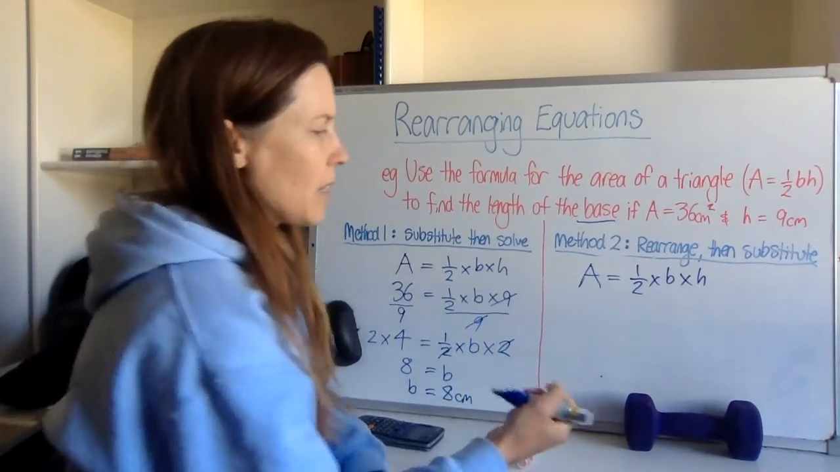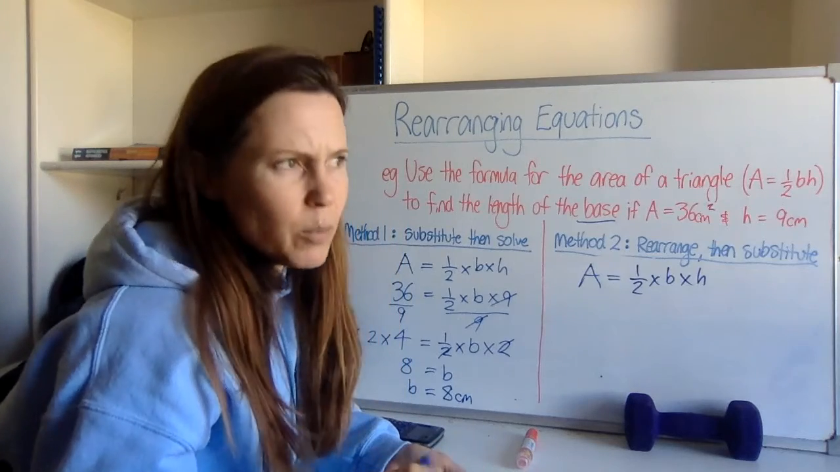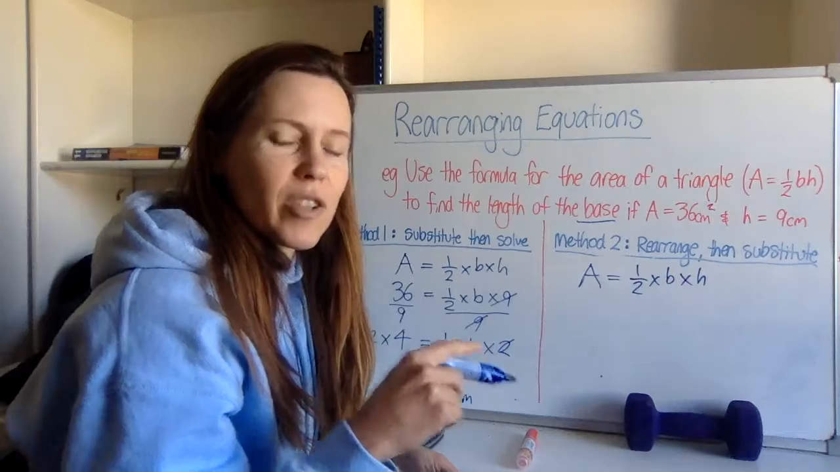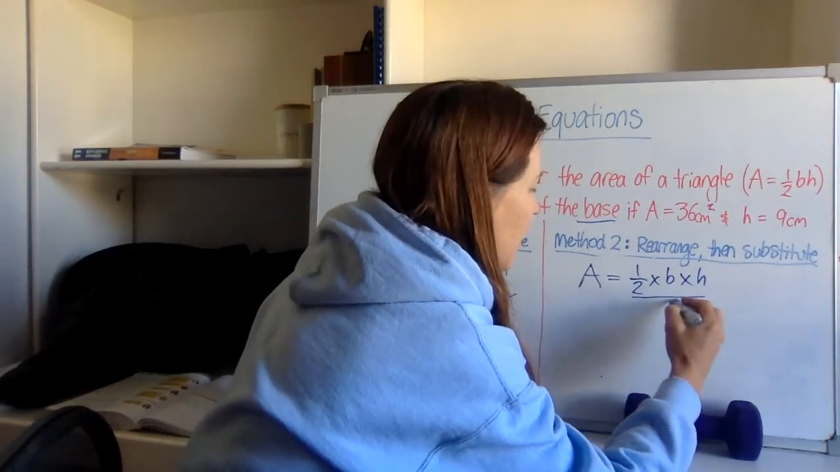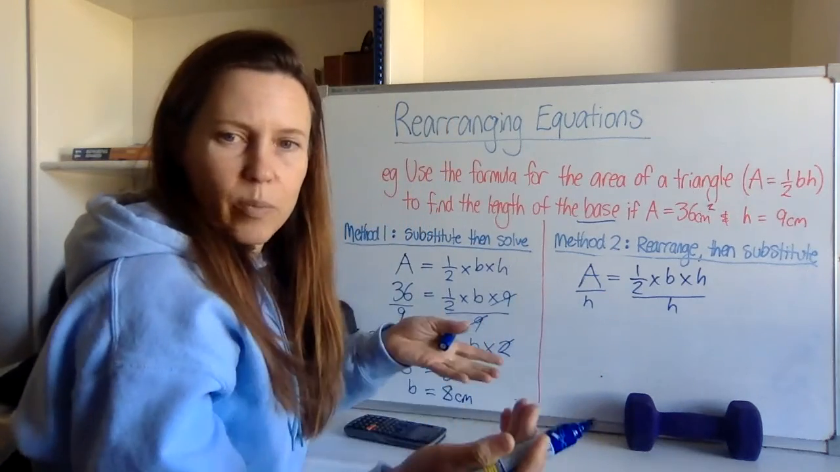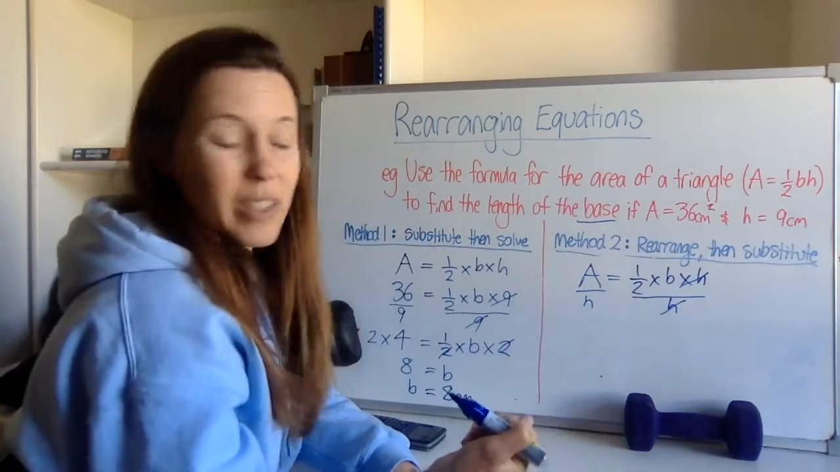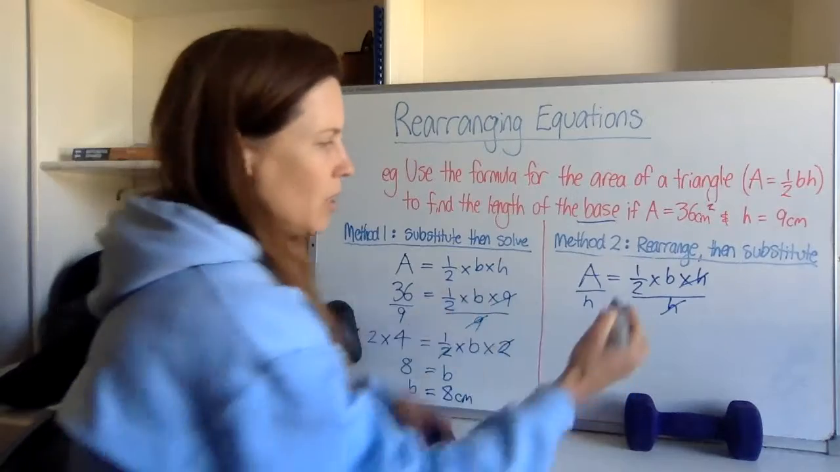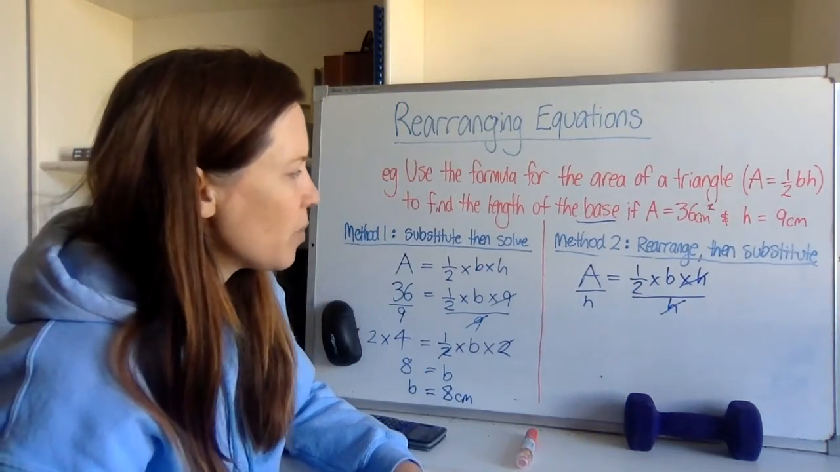Let's do what we did here and get rid of this multiplying by h. What's the opposite of multiplying by h? Dividing by h. Those two things will undo each other. So if I divide this side by h and divide this side by h, they should still be balanced, right? Over here, I can cancel my h's out, because if I've got half of b and I multiply it by h and then divide it by h, I'll just have whatever it was. Okay, so it's got a little bit simpler now.